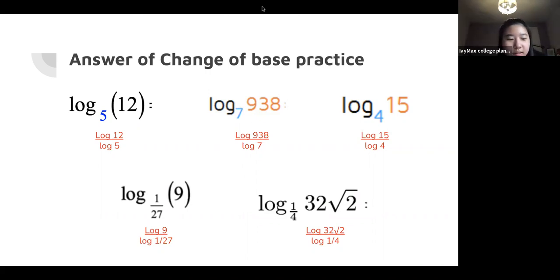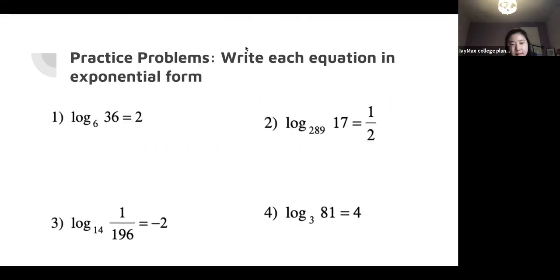Okay. So actually, here are our final slides, but we can do some practice problems from the previous slides. So from here, write each equation in exponential form. Hope you guys remember how to do it. Let me do one example here. Do you guys remember the thing that I taught you last time? You come to 6 first, 2 second, and then 36. It will be 6 to the second power equals 36. Okay. So go ahead and try 2, 3, 4 by yourself.